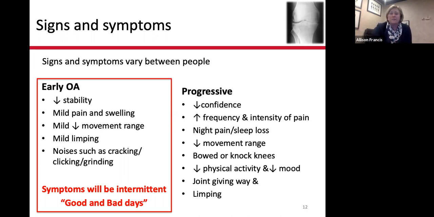And the way they progress is on this second box on the right-hand side, where we're really not having much confidence in the joint. We're having a lot more pain. It's becoming more intense. We may be taking medications more constantly.